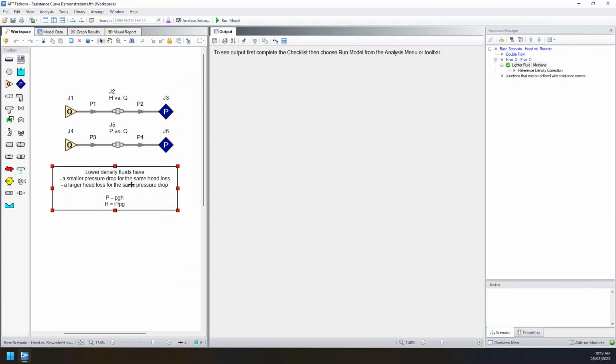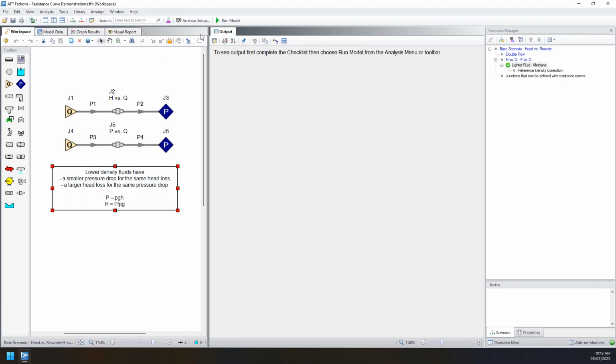However, lower density fluids are going to have a smaller pressure drop at the same head loss compared to a more dense fluid, and they're going to see a larger head loss for the same pressure drop. If you remember Bernoulli's equation, this relationship is one of its components, where you can move between pressure and head by adding gravity.